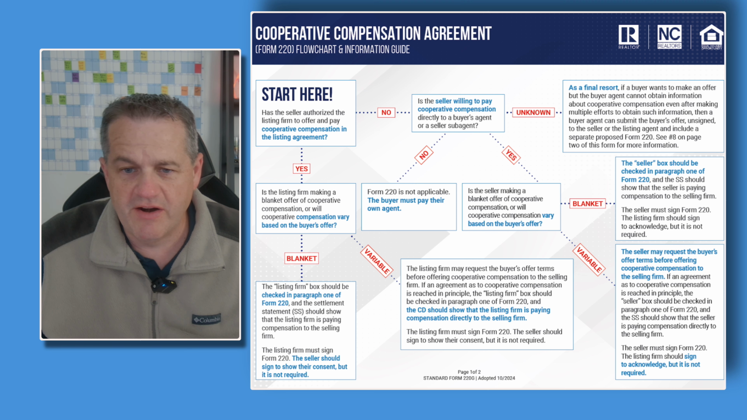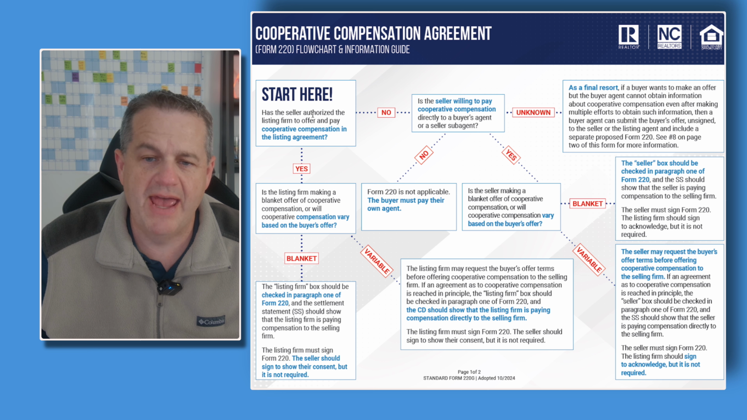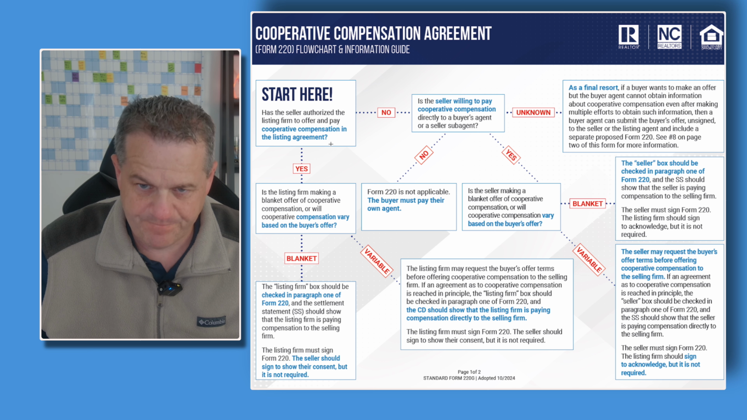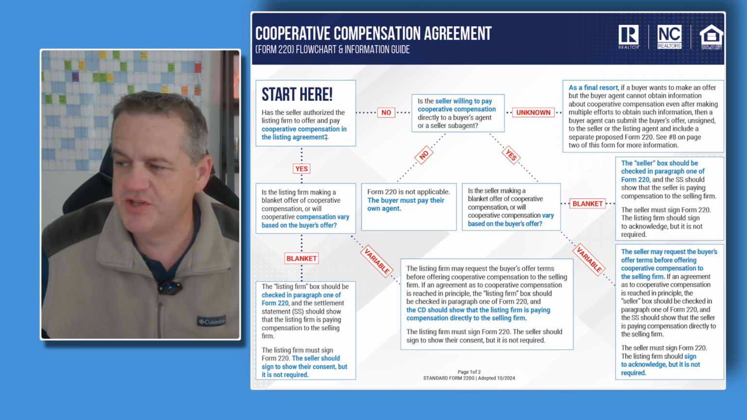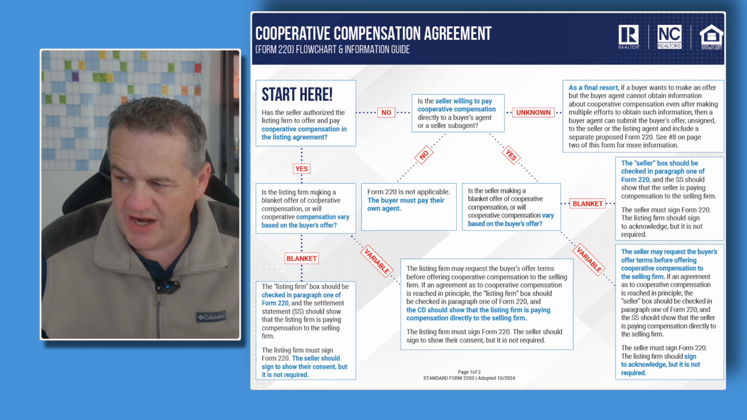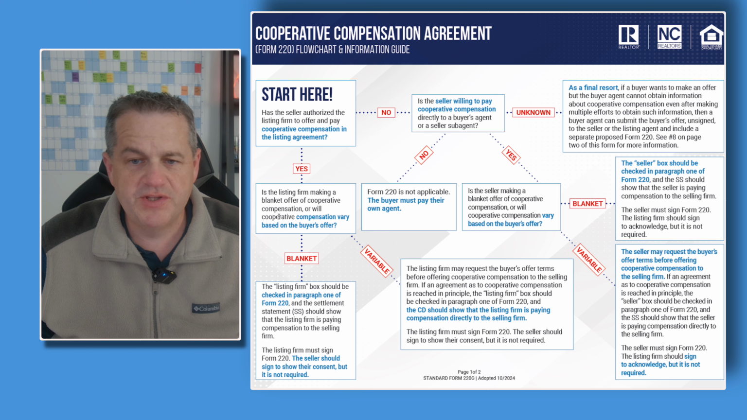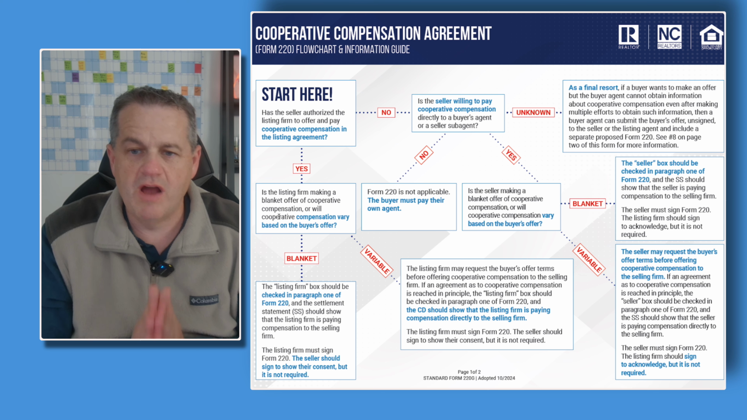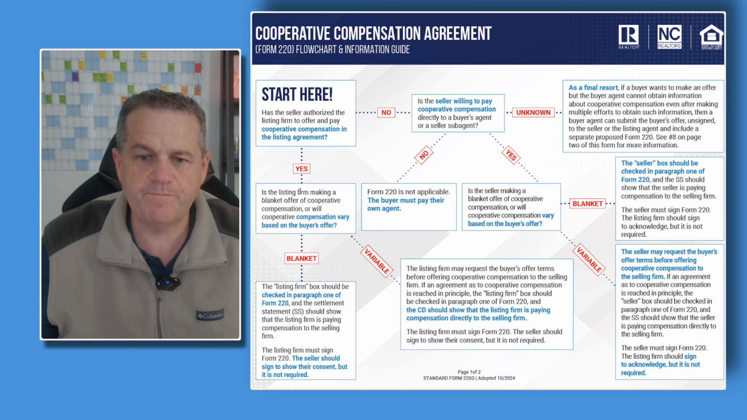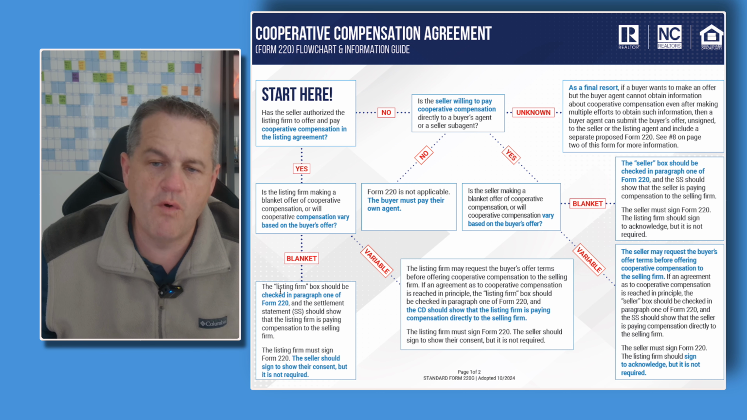So you're going to start right here at the top, and you're going to decide, has the seller authorized the listing firm to pay cooperating compensation using Form 220 in the listing agreement? If the answer is yes, then the listing firm is going to provide a blanket offer of compensation. Then they're going to use Form 220 to offer that. So they're offering the same percentage to every buyer who comes along, regardless of the terms of that offer. So if it's yes, then you're just going to follow this flow chart around, and you'll see the listing firm should be checked on Form 220.